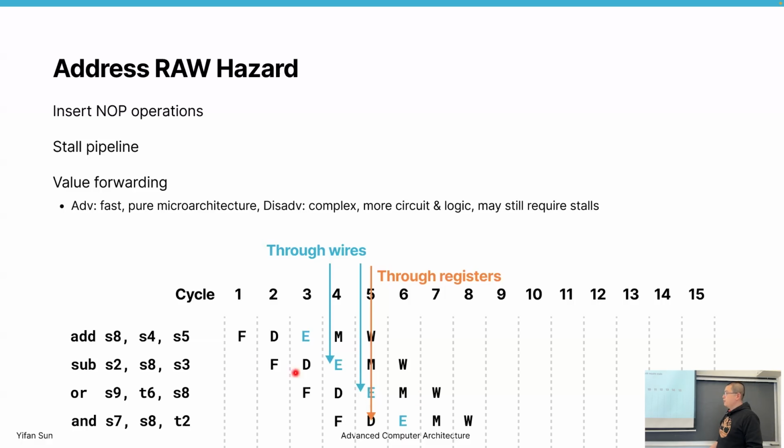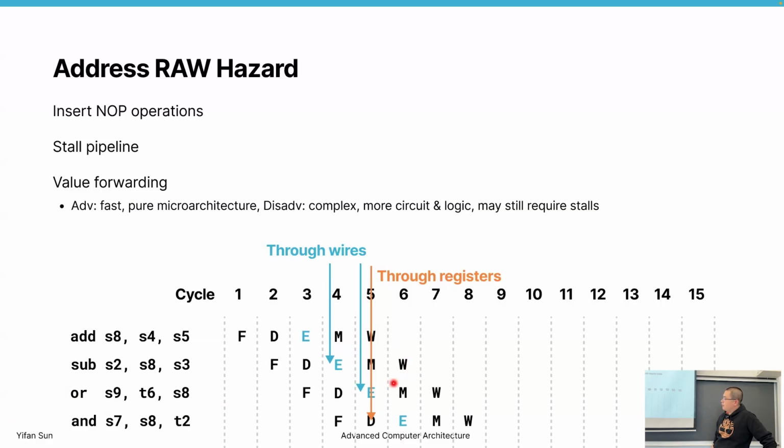Okay, so those are three simple methods that can help us reduce RAW hazard. Then, in this case, you may ask, how can we get a hazard related to starting with a W, starting with a write? So what are write after read, and write after write? Write after write hazard: can we even have something like write after write?